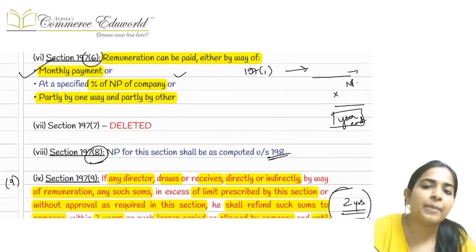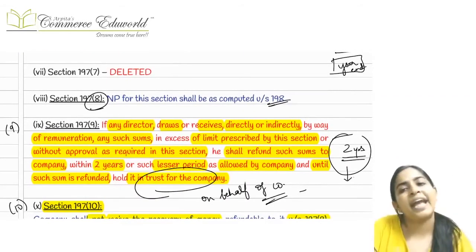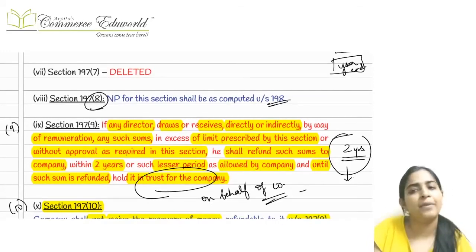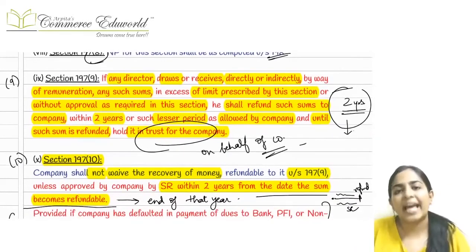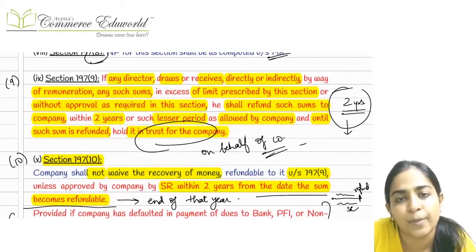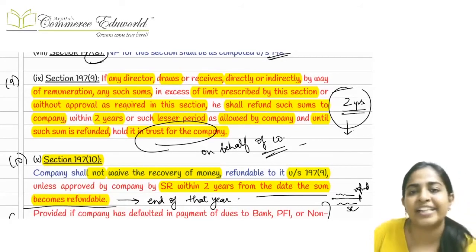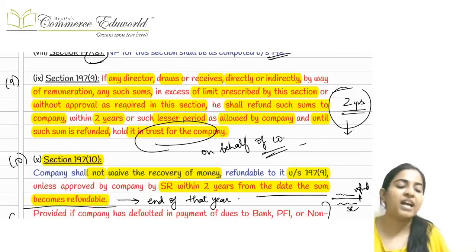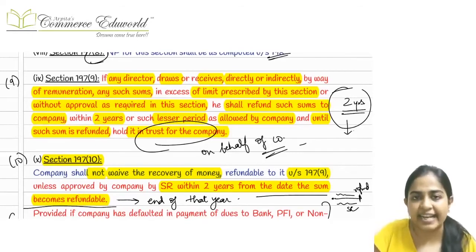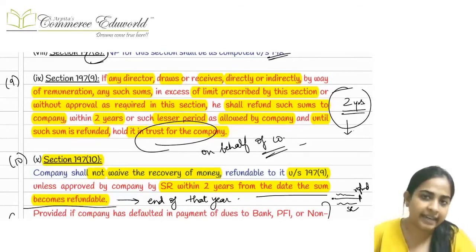Right? Now, this remuneration can be by way of a particular percentage that you pay every month, or on some periodic basis, or, if the director agrees, on a yearly basis also. The net profit that we are going to use for the purpose of section 197, how are we going to calculate that net profit? That calculation of net profit is given in section 198, which is the next section.